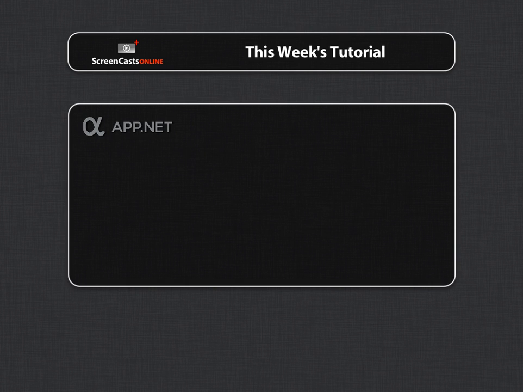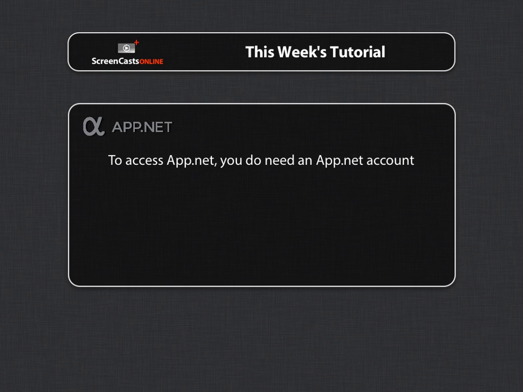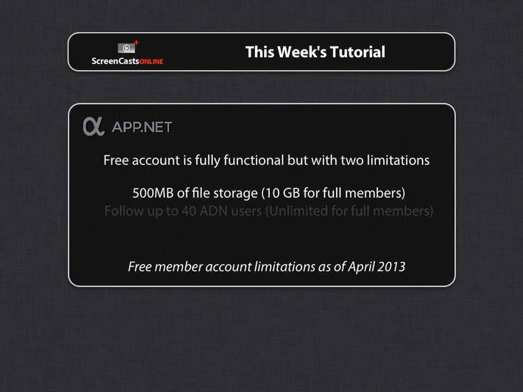Now, these services can include public and private messaging, discussion boards, photo and video sharing, file storage, and much, much more, and it's constantly being added to. To use app.net, you need an app.net account, and there are free accounts and paid-for accounts, each with differing benefits. Now, although I do have a full app.net account, I'm going to use a free tier account. The only limitation with free tier accounts is that you have a reduced amount of file storage, so you have 500 megabytes instead of 10 gigabytes, and also you are restricted to following just 40 other app.net accounts. Similar to Twitter, you can follow people on app.net, but only up to 40 on a free account. The paid-for accounts have unlimited followers.